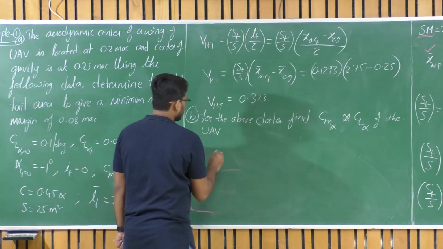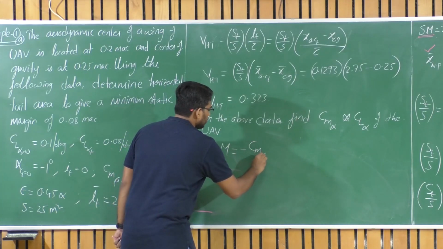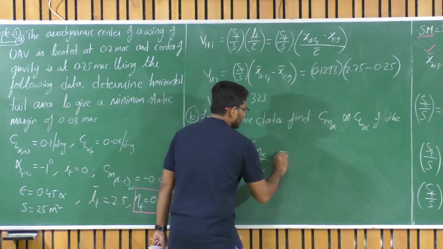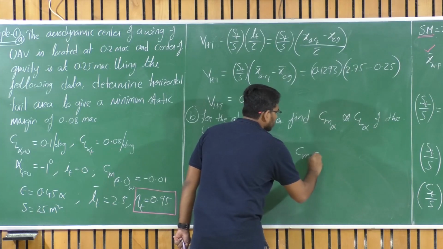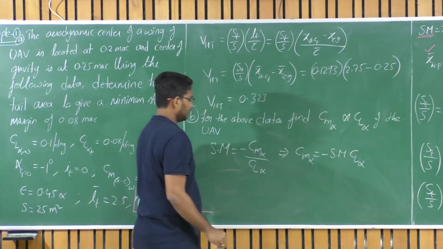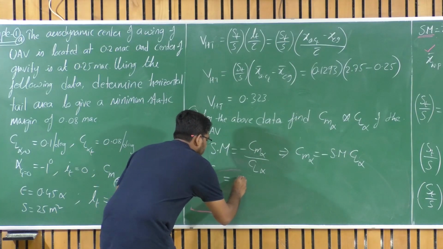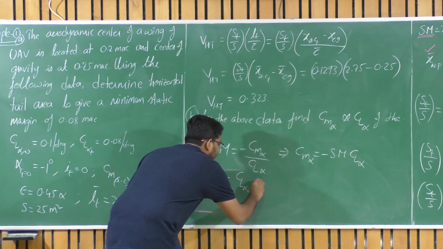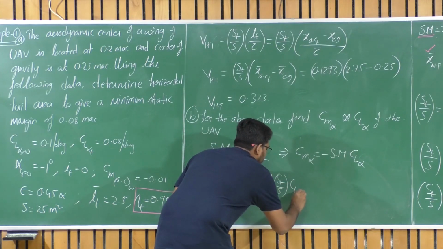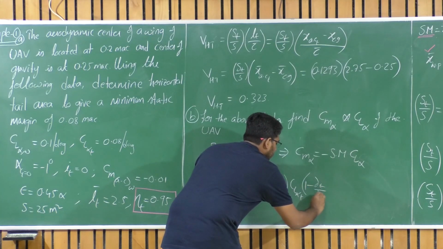So we know from the definition of static margin, what we have is minus Cm alpha upon Cl alpha of the entire UAV. This implies, if I want to know what is Cm alpha, this is minus static margin times Cl alpha of the UAV. So how can I find Cl alpha of the UAV? So Cl alpha of the entire aircraft is Cl alpha of wing plus eta St upon S times Cl alpha of tail multiplied by 1 minus dou epsilon upon dou alpha.